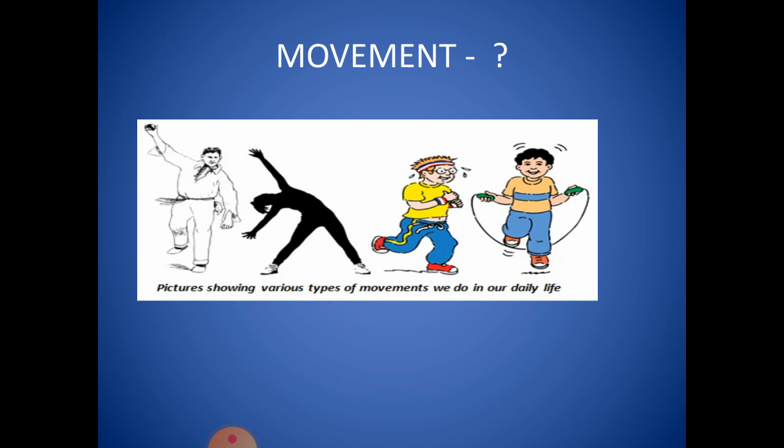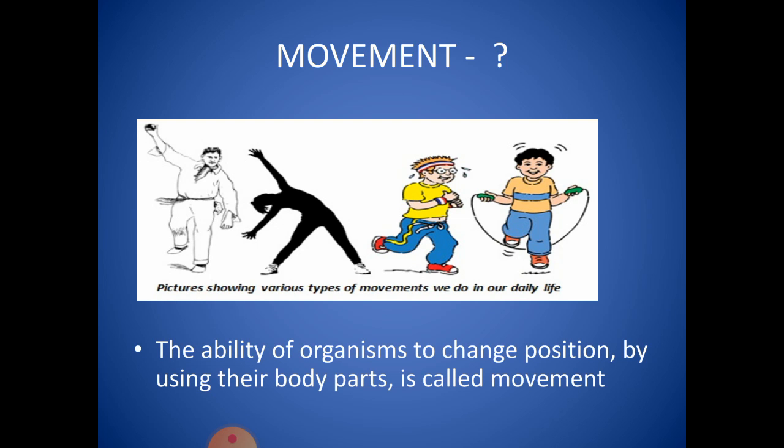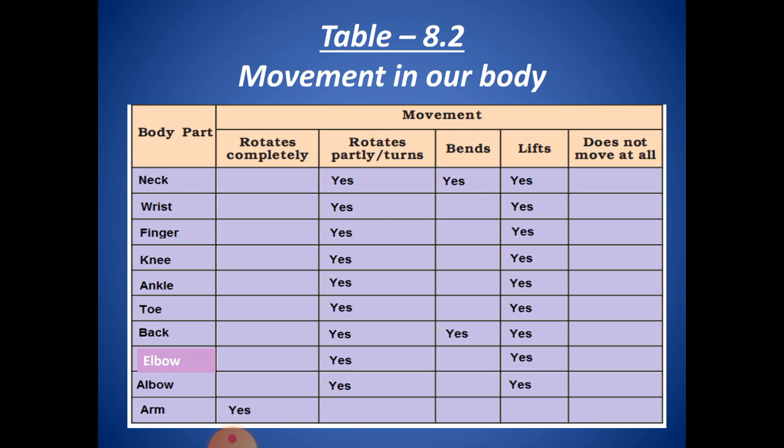First, movement. This picture shows various types of movements that we generally do in our daily life. But what could be the definition of the movement? Movement means ability of organisms to change position by using their body parts. These are the various body parts that are capable to do various movements. Some of them can rotate partly, some of them can bend or lift.